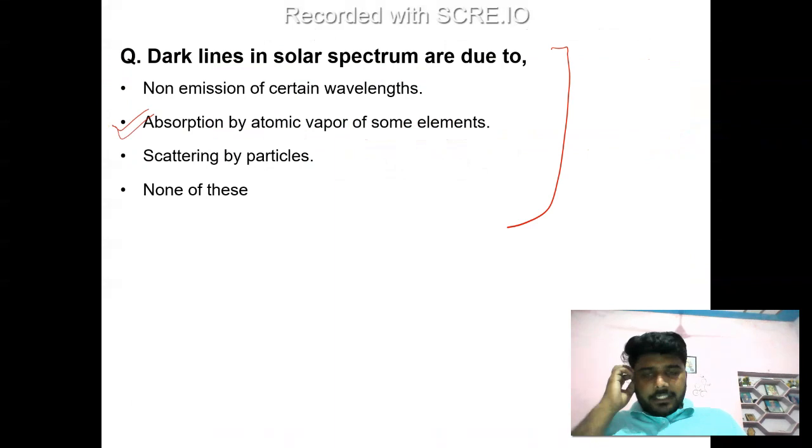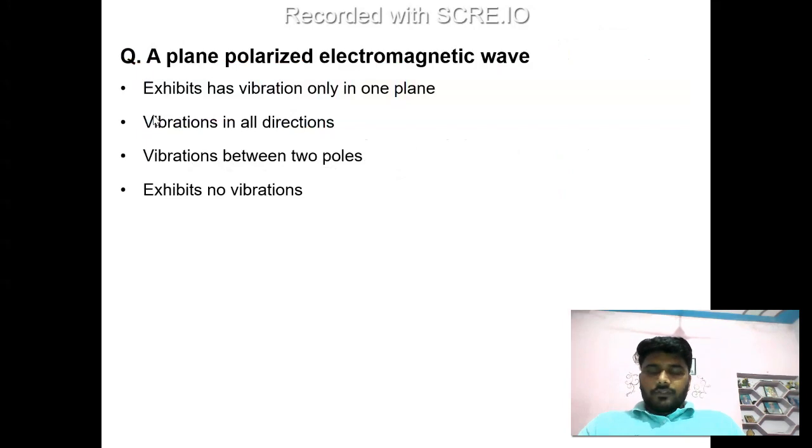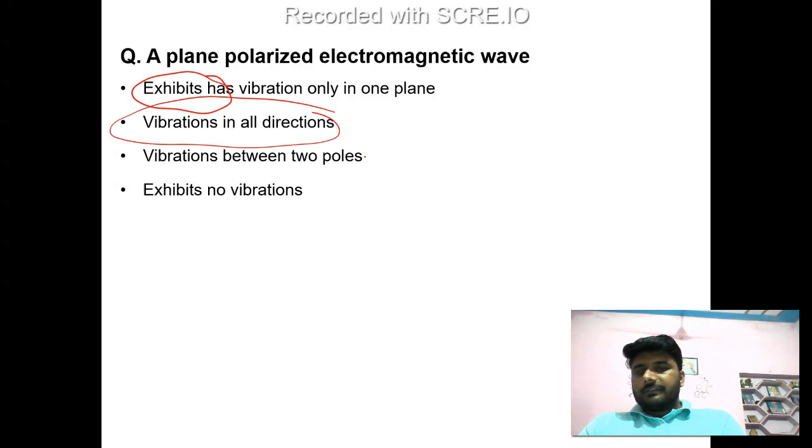This is very deeply discussed in the NPTEL lectures also. So the next question is also a very basic question, about a plane polarized electromagnetic wave. You have to identify the property of a plane polarized electromagnetic wave. First, it has vibration only in one plane. Second, it has vibrations in all directions. Third, it has vibrations between two poles. Fourth, it exhibits no vibrations.